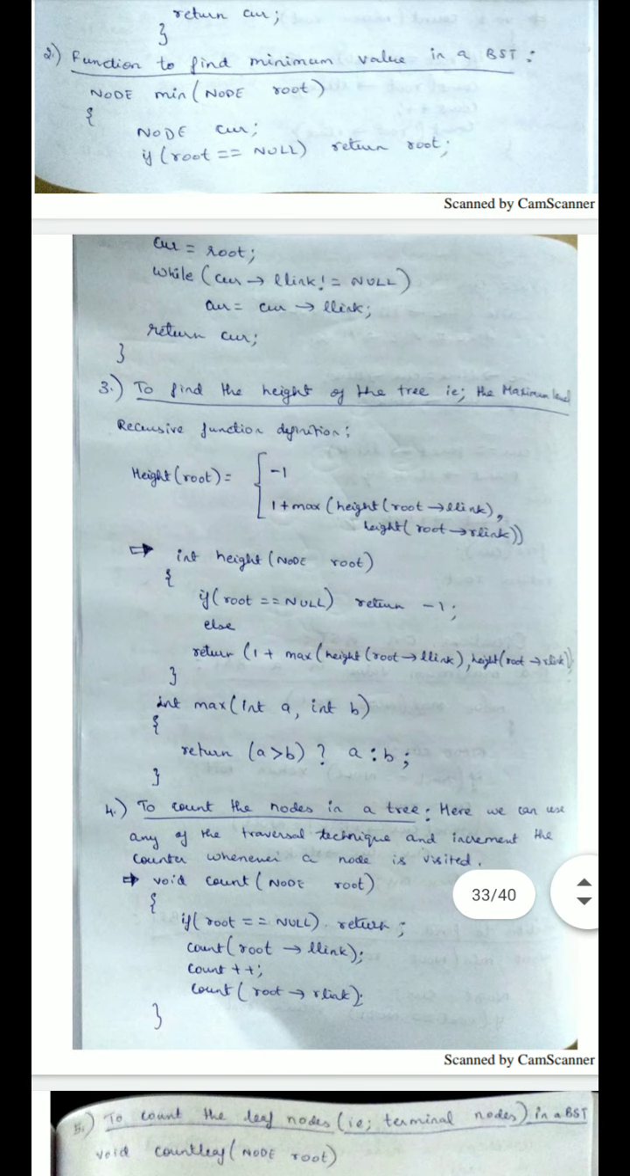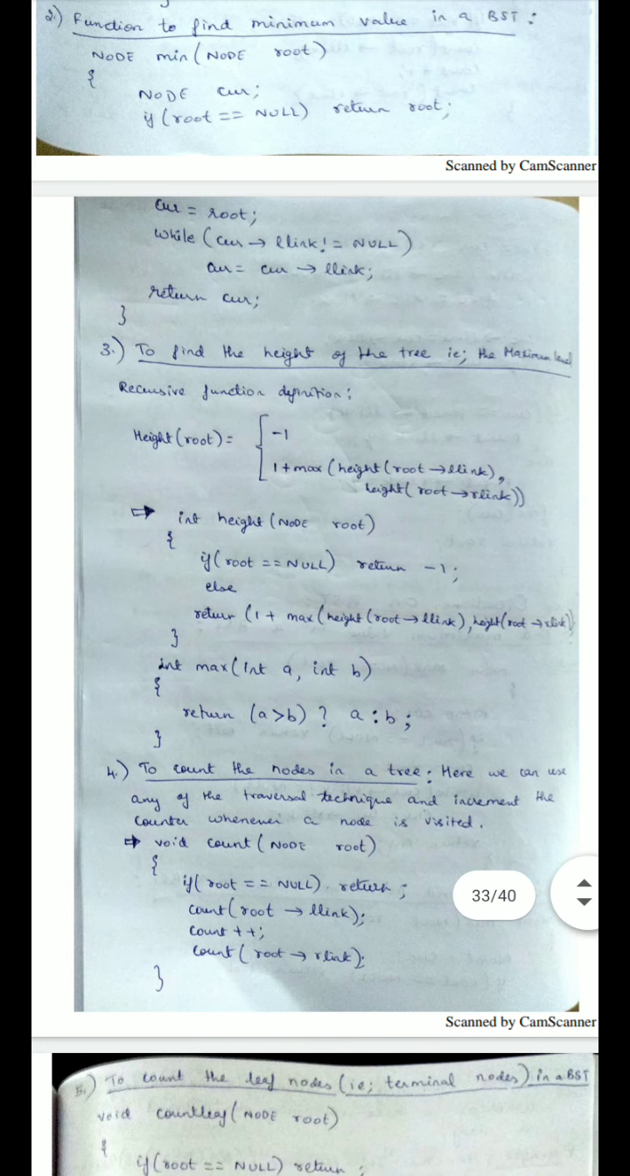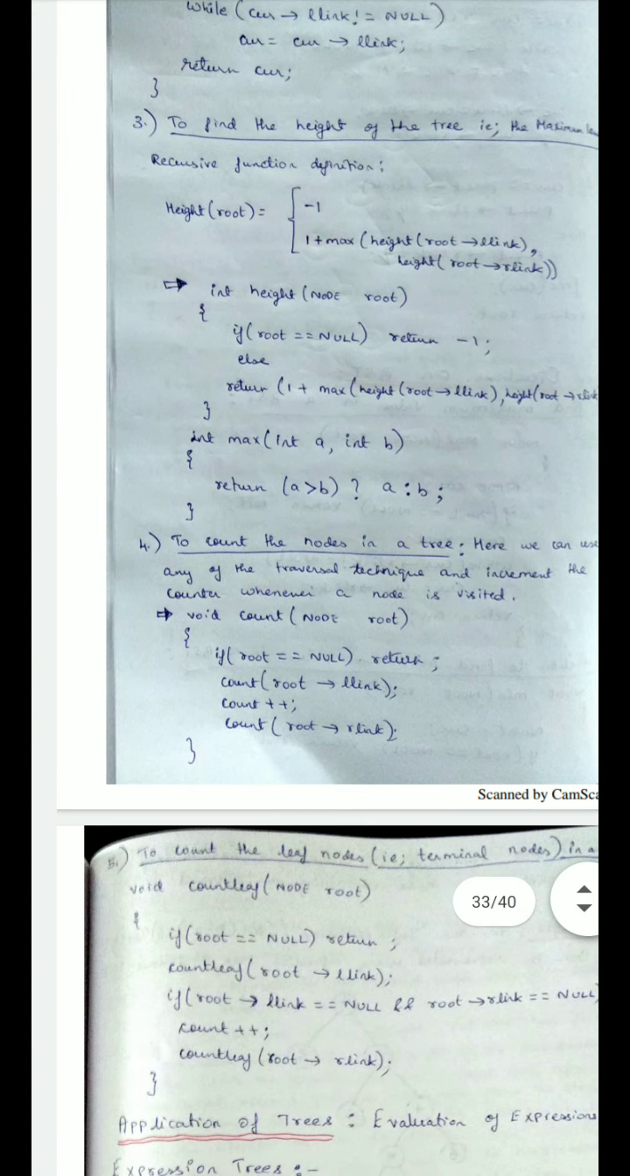If you want to find the height of the tree, first you check whether the root is null, and if so, return -1. Else, you return 1 plus the maximum height of the root's L link or R link. You go on tracing. The maximum is either A or B, left or right. So you go on tracing and you find the height of the tree.